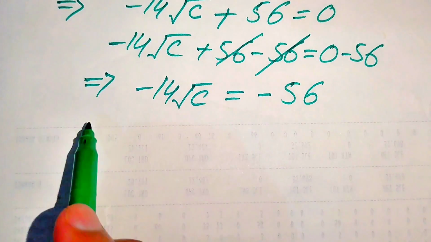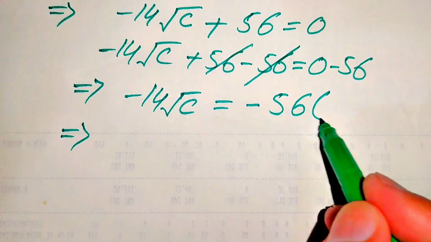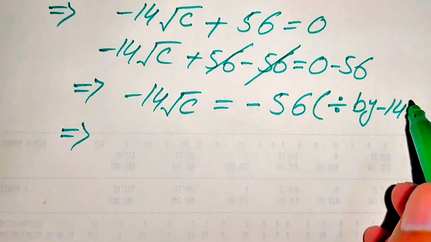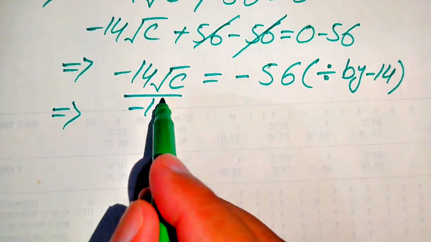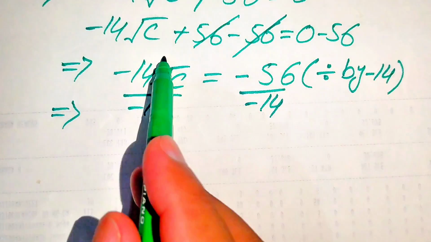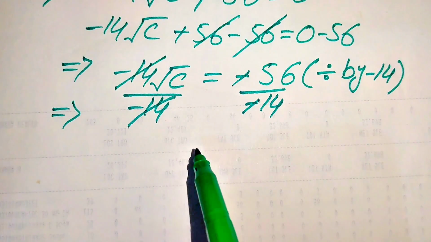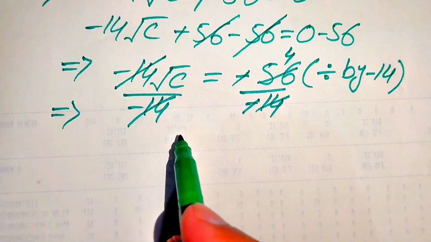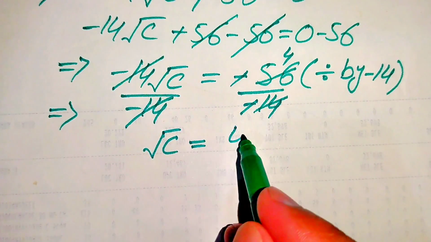For this we divide both of the sides by minus 14. So here we divide both of the sides by minus 14 in this way. So this will become minus 14, and here again we have minus 14. So this term is cancelled out by this term, and this minus is cancelled out by this minus, and we get here 14 times 4 becomes 56. So here we have square root of c is equal to 4.